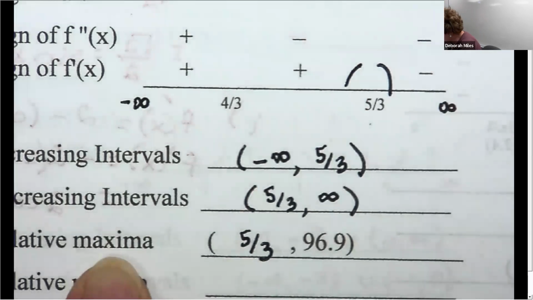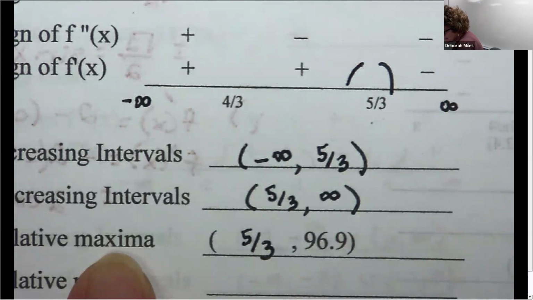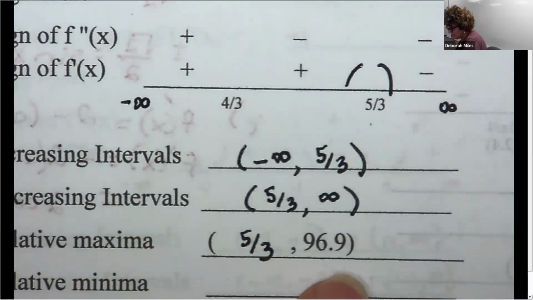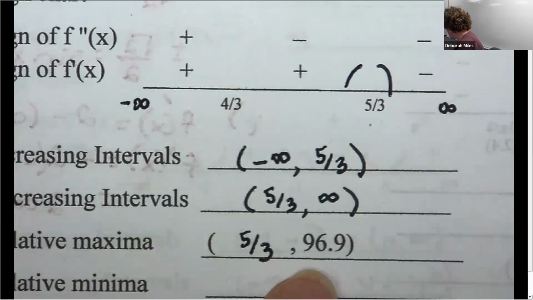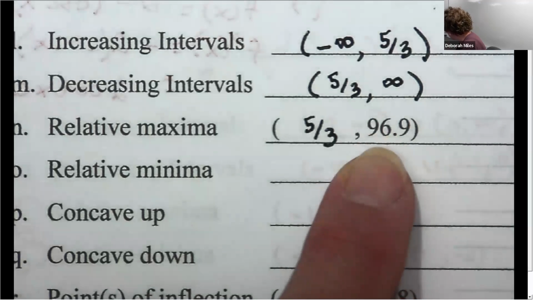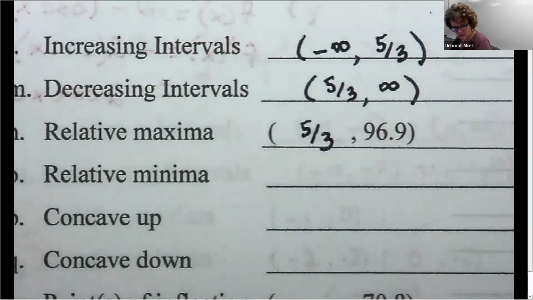And I went ahead and calculated a y value. If I had the exact value, then the y value would have an e in it. I just calculated a decimal approximation because I want to graph that. Pretty close to 97.